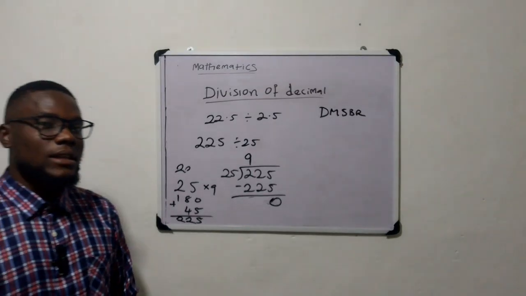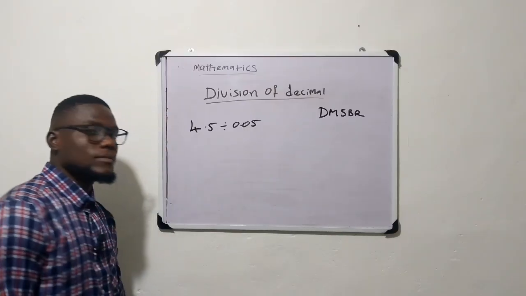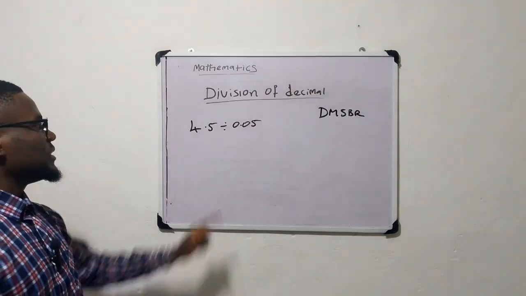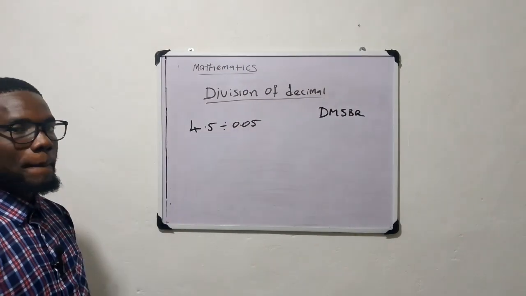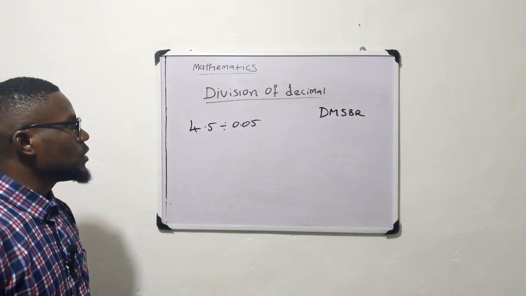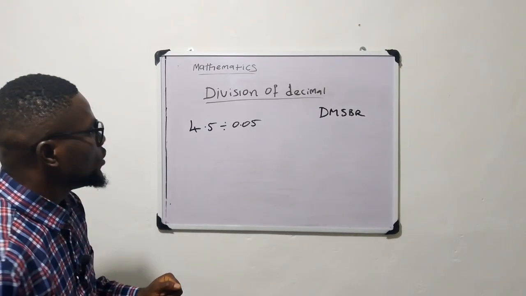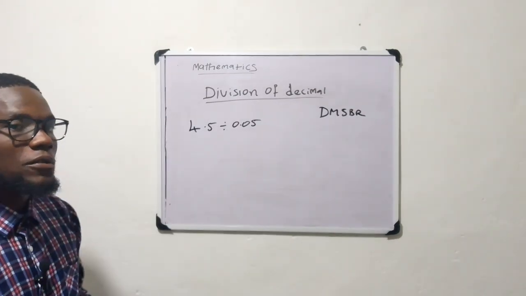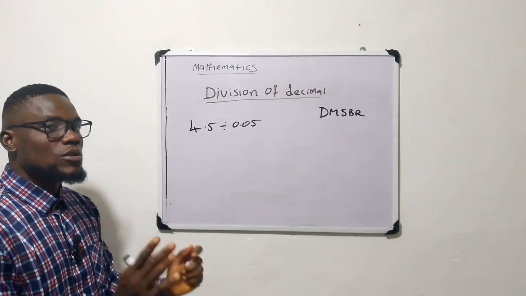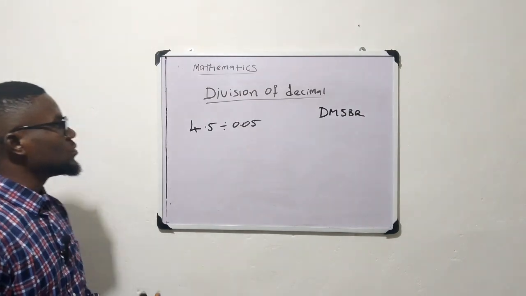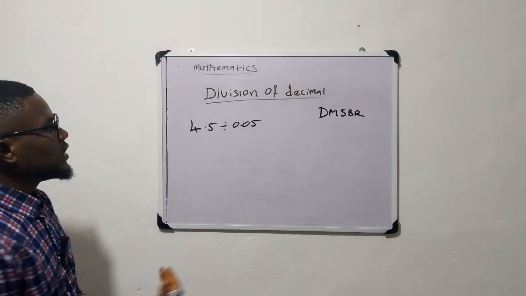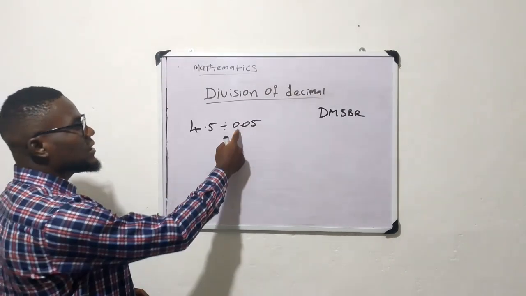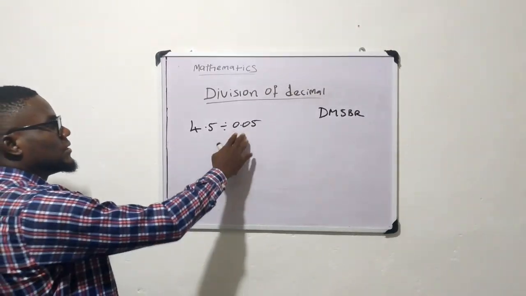Now let's take a look at another question. We have a question like this: 4.5 divided by 0.05. So what are you going to do? You know what we did just a while ago. To divide a decimal by a decimal, you have to first of all convert them into whole numbers. First of all, you have to consider the number of decimal places, or just the number of digits after the decimal point on the side of the divisor.